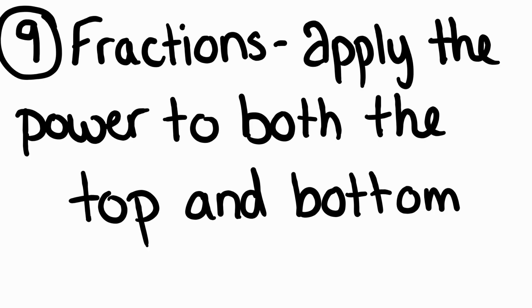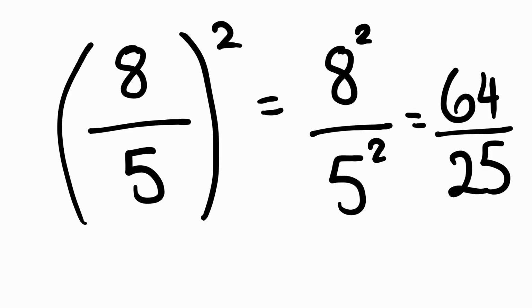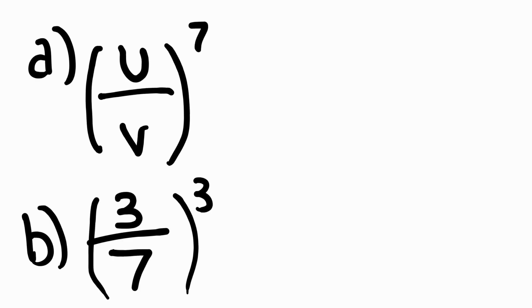We're nearly there, guys. So fractions. For fractions, apply the power to both the top and the bottom. So this means that if we had 8 over 5 in brackets and then we had the square outside, we're squaring both the 8 and the 5 to get 8 squared over 5 squared, which is the same thing as 64 over 25.